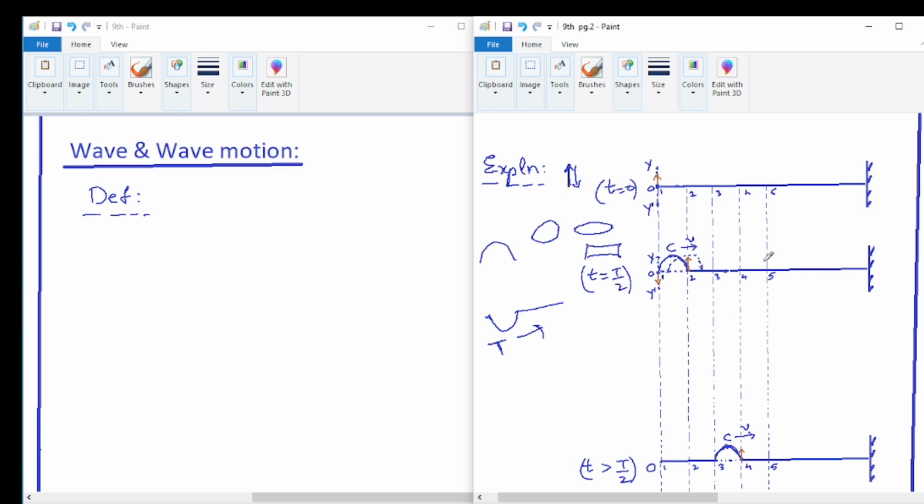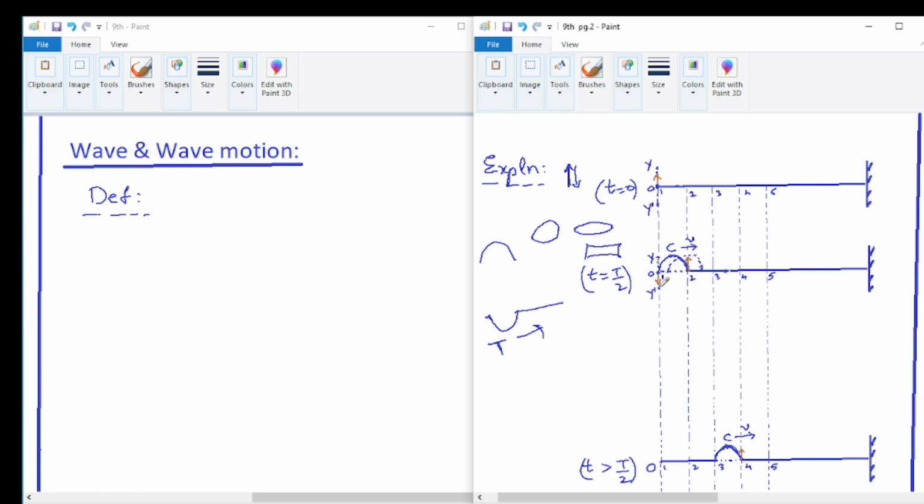Whenever any disturbance is moving, for example, you are giving some velocity to a stone, you are throwing a stone, that velocity means it has kinetic energy. That kinetic energy is really carried by the stone wherever it goes. But here the particles are not carrying the disturbance.